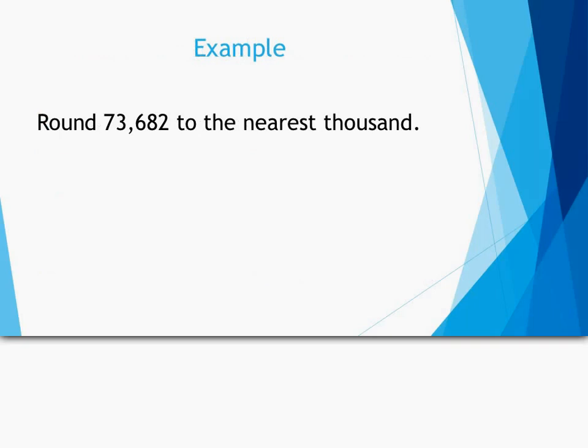Here we're looking at the number 73,682, and we want to round this to the nearest thousand. So first, let's look at what number is in the thousand position. Well, that is the 3. So this is our round-off digit. Then we have to look at the number to the right. This number is 5 or more.